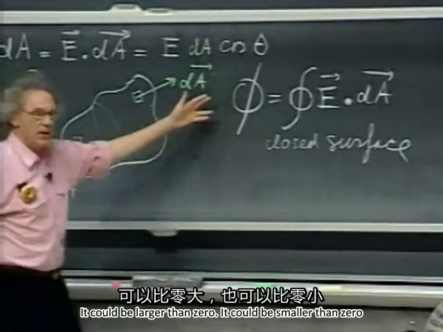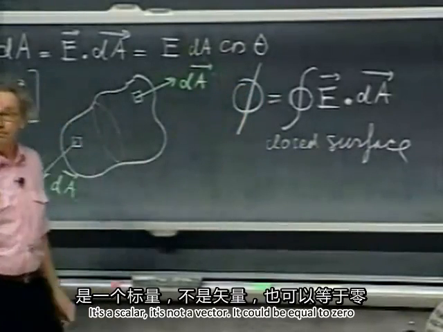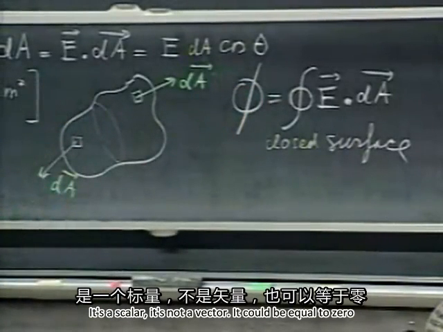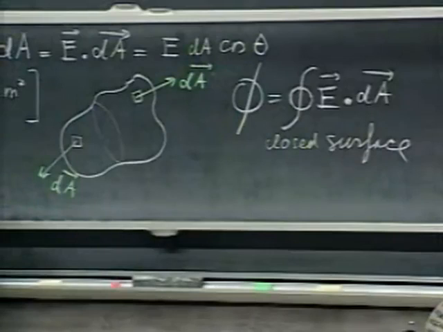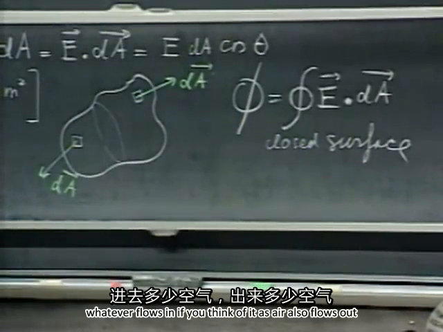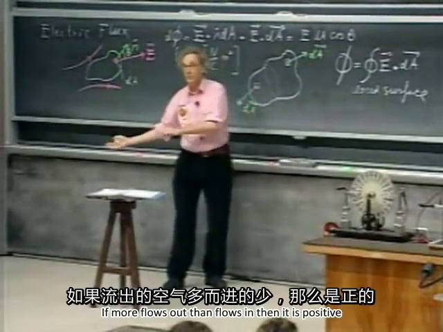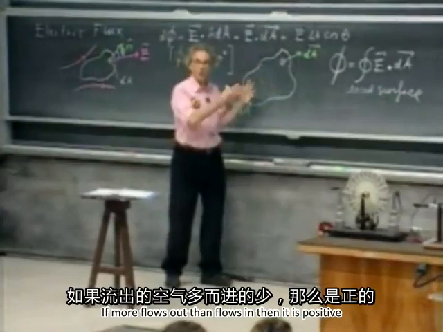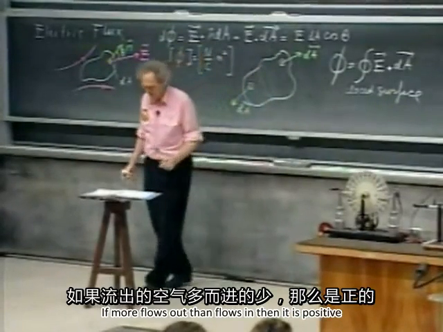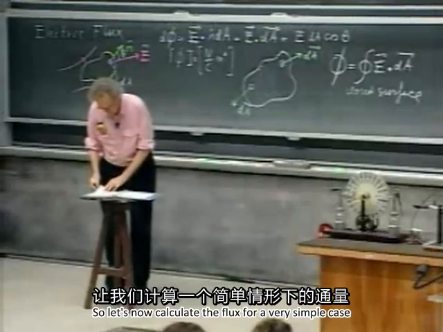It could be larger than 0. It could be smaller than 0. It's a scalar, it's not a vector. It could be equal to 0. If it's equal to 0, then you can think of it, whatever flows in, if you think of it as air, also flows out. If more flows out than flows in, then it is positive. If more flows in than flows out, it is negative.